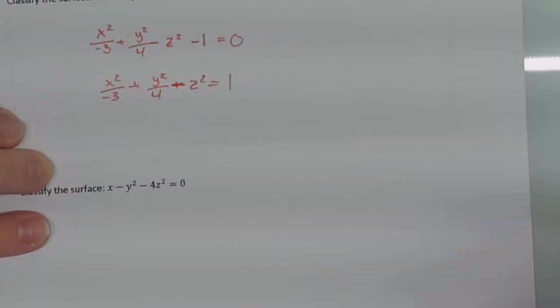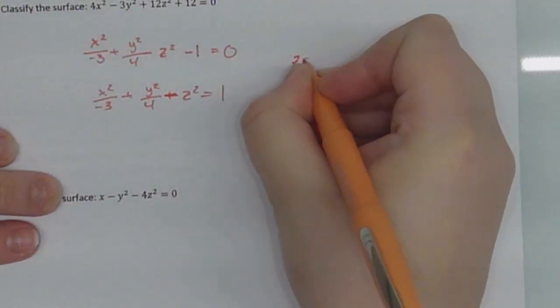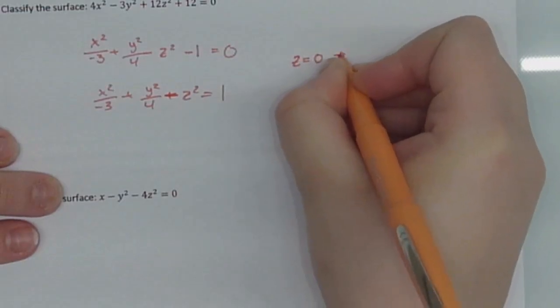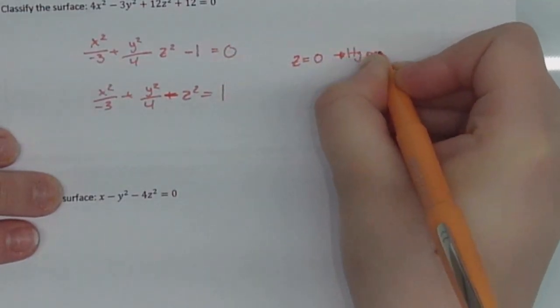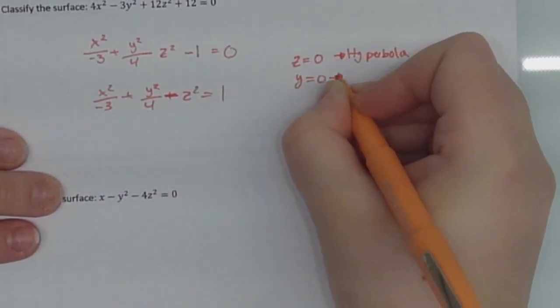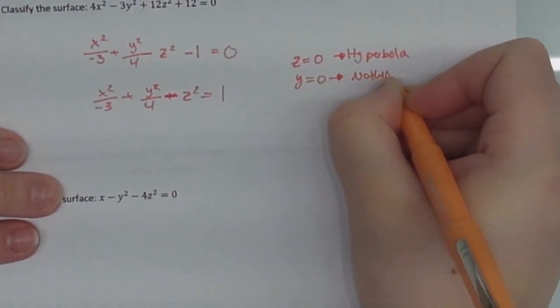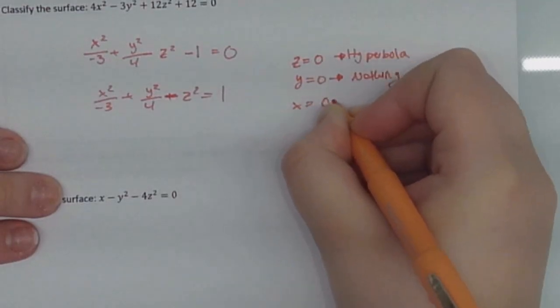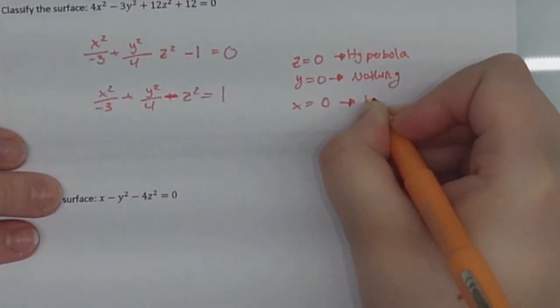So now we're going to classify this. If I make z equal to 0, I get a hyperbola. If I make y equal to 0, I get nothing. And if I make x equal to 0, I also have a hyperbola.